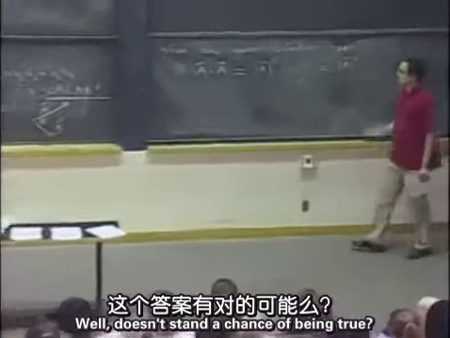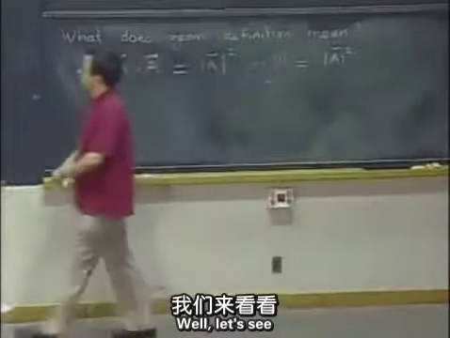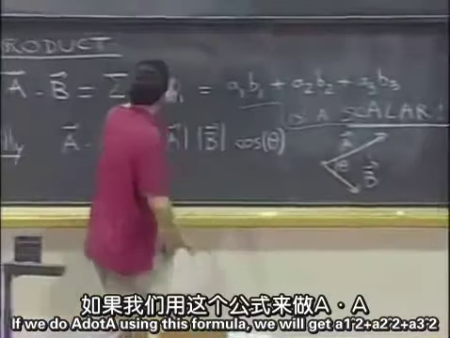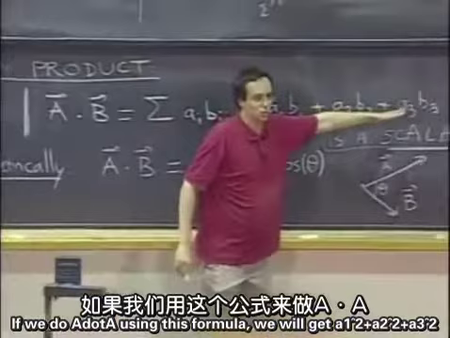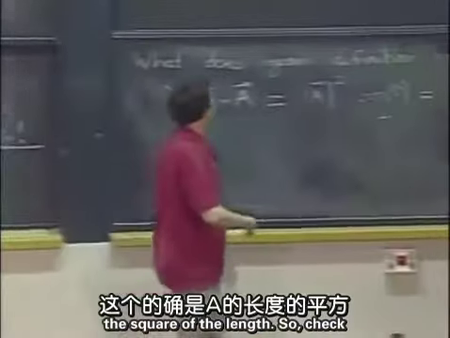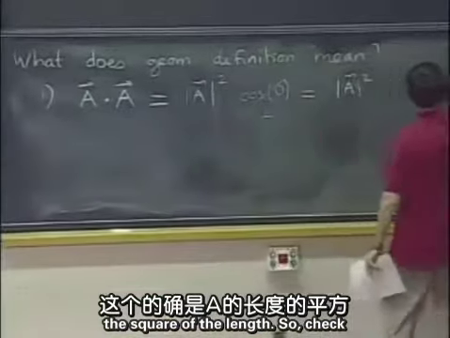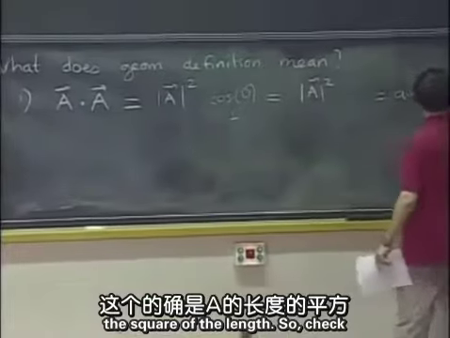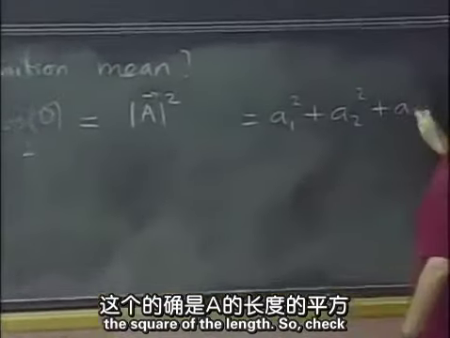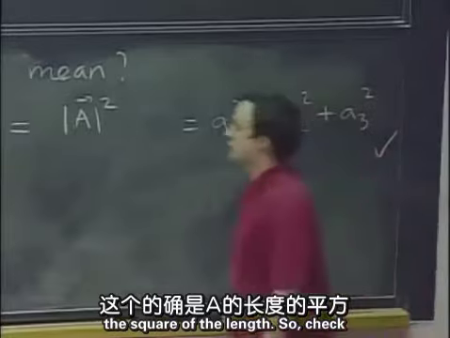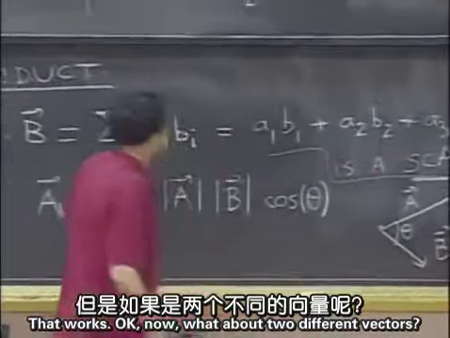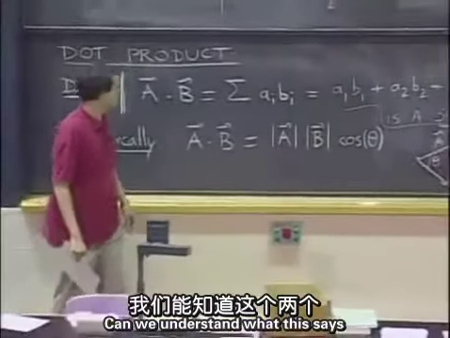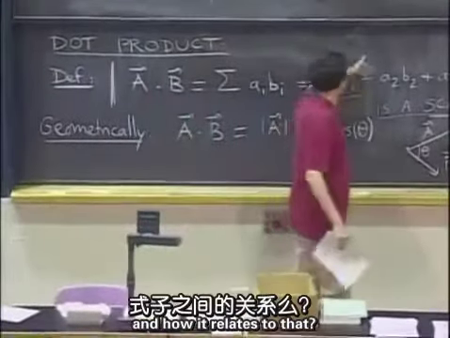Well, does that stand a chance of being true? Let's see. If we do A dot A using this formula, we will get A1 squared plus A2 squared plus A3 squared. That is indeed the square of the length. So check, that works. Now what about two different vectors? Can we understand what this says and how it relates to that?